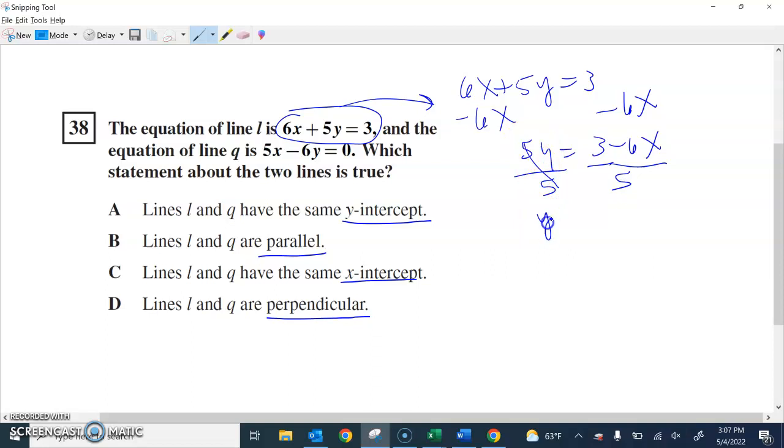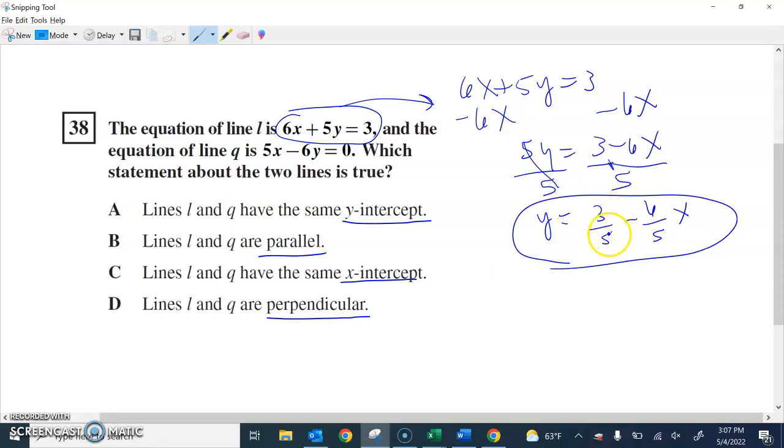This cancels, and ultimately we get y is equal to 3 over 5, because this applies to that, minus 6 over 5x. So that's the first equation, and it's not nice and pretty, a bunch of fractions, but the y-intercept is 3 over 5. The slope is what's multiplied by x, so it's negative 6 over 5.